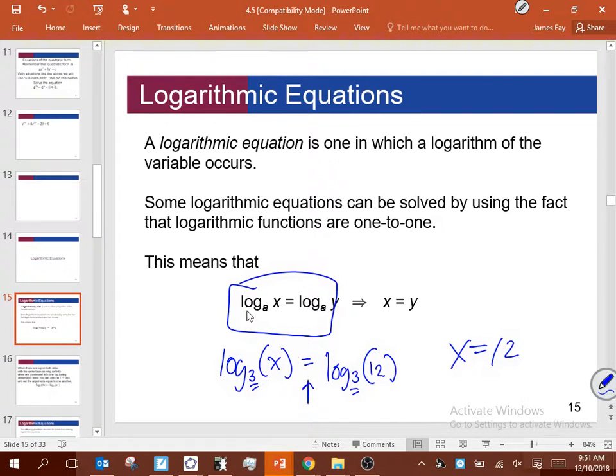Okay, so if this was log base 3 of x plus 2 equals log base 3 of 10, I just say x plus 2 is equal to 10. X has got to be 8, right? That's the only number that I can plug in here that's going to give me the same argument that I have over here. Those are your one-to-one equations.